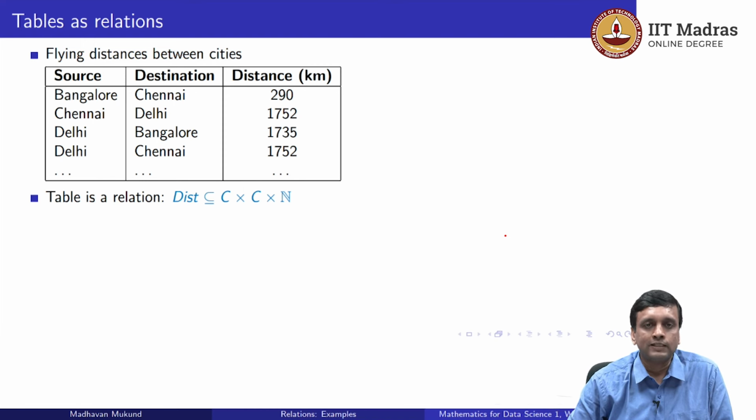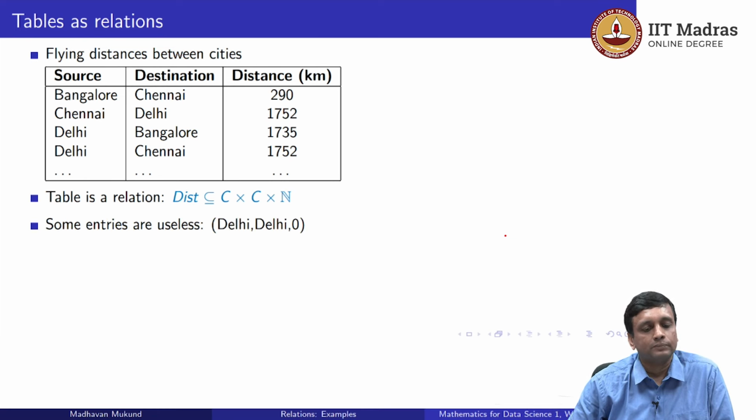If you take pairs of cities which are the same, you could put 0, so it could be from Delhi to Delhi, 0. So, in general, you have all possible pairs of cities and all possible numbers, but only some of them are interesting, namely when I have two cities which are actually connected by a flight and the number is actually the real distance. So, it is a relation on C cross the natural numbers.